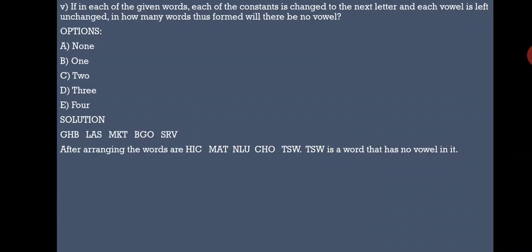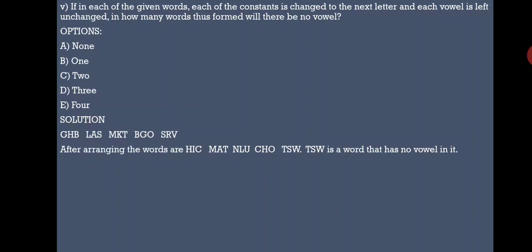If in each of the given words, each of the consonants is changed to the next letter and each vowel is left unchanged, we need to change each consonant to the next letter and keep the vowels unchanged. In how many words thus formed will there be no vowel? We need to check the words thus formed after the rearrangement that have no vowels. Options given. Solution: first write the terms. After rearranging the words, GHB. In GHB, G is a consonant, H is a consonant, B is a consonant, right? We need to replace the letters with the next alphabetical letter. After G it will be H, after H it will be I and after B it will be C.